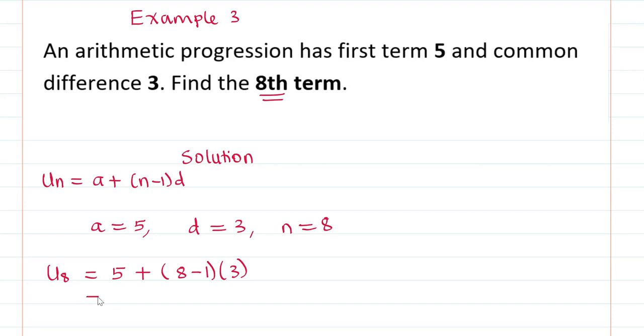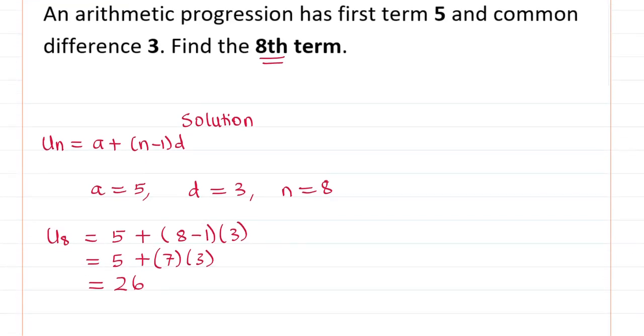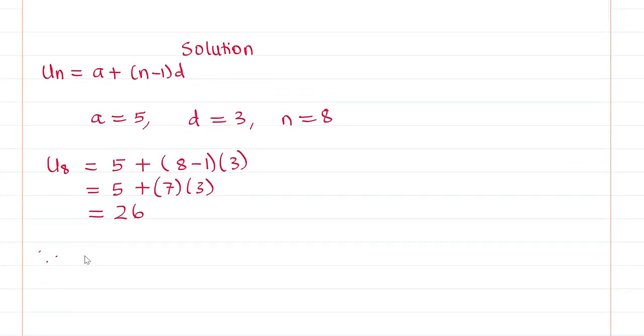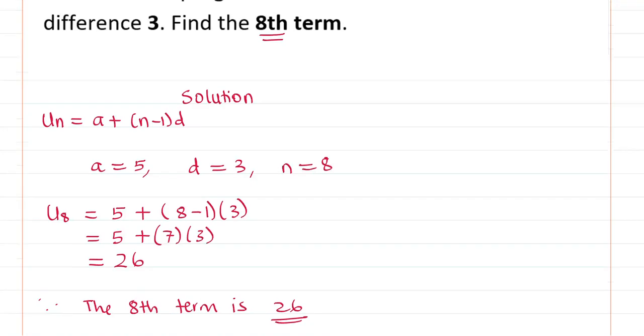And then we compute this. Therefore, we shall have 5 plus 7 times 3. And you press your calculator and get the value. 7 times 3 is 21, plus 5 is 26. So we can simply say that our 8th term is 26. That is our answer. That is the answer for example 3.